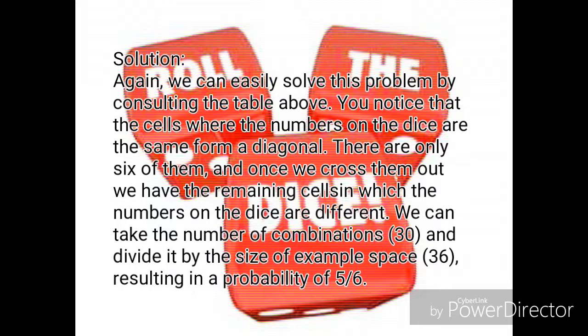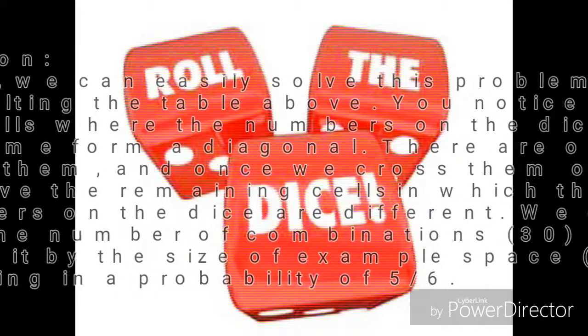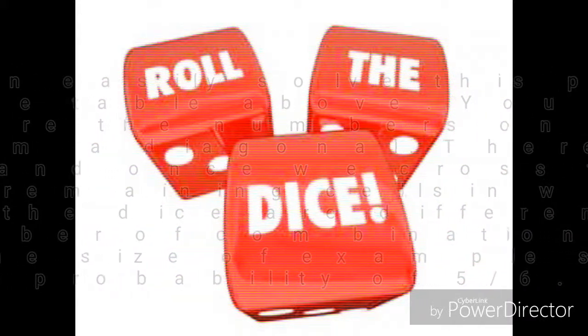We can take the number of combinations, 30, and divide it by the size of the sample space, 36, resulting in a probability of 5/6.